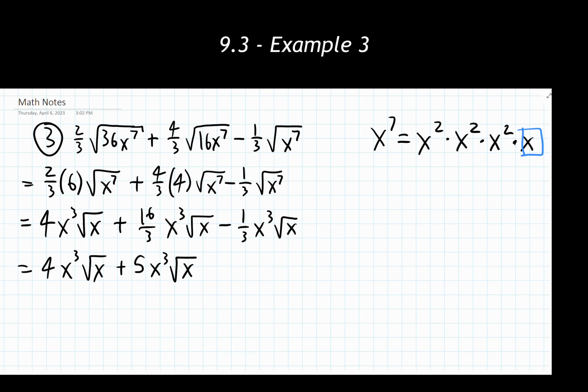And now, from here, I'm looking at this and seeing, well, the index is the same, the radicand is the same, so I can once again just add the coefficients together. I have 4x cubed plus 5x cubed, which is going to give me 9x cubed. And just like the other parts of the process, the index and the radicand do not change when I am adding or subtracting things together, only the coefficients. And when we do that, we get a final answer of 9x cubed times the square root of x.